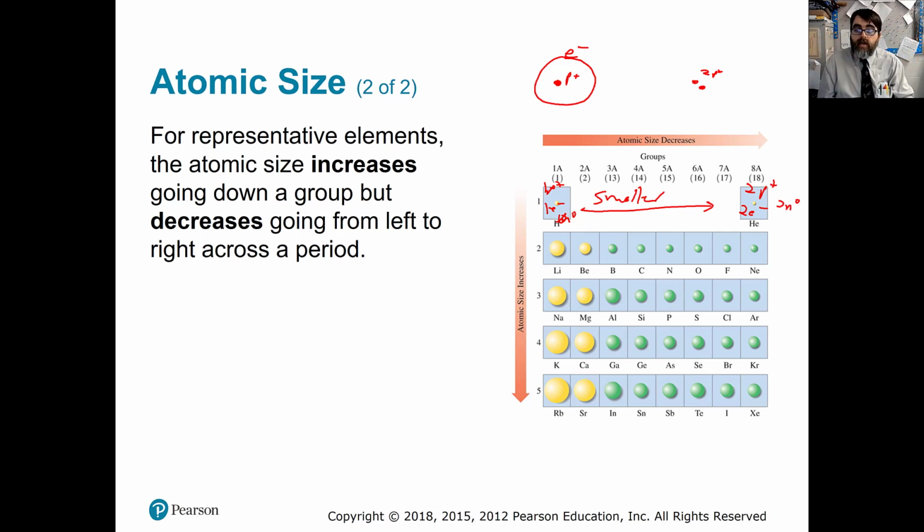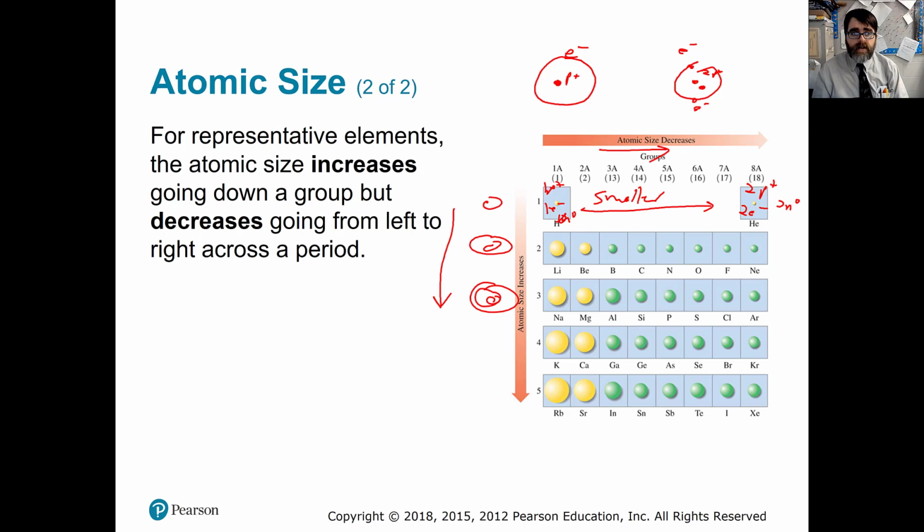It's not like each electron gets its own proton. No, those protons are all together in the nucleus, and so as you go across the periodic table, the atoms get smaller with the electrons out here. Well, as you go down, you're adding those energy levels. So here we have 1 ring, here we have 2 rings, here we have 3 rings. And so they're getting bigger as you go down, smaller as you go across.